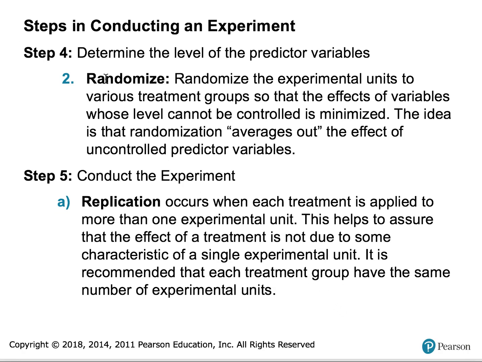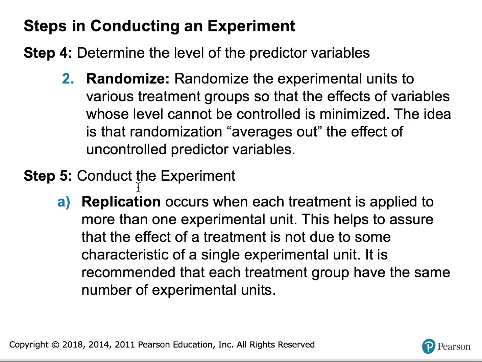Now, step 4, part 2, randomize. Randomize the experimental units to various treatment groups so that the effects of variables whose level cannot be controlled is minimized. The idea is that randomization averages out the effect of uncontrolled predictor variables. Step 5, conduct the experiment.